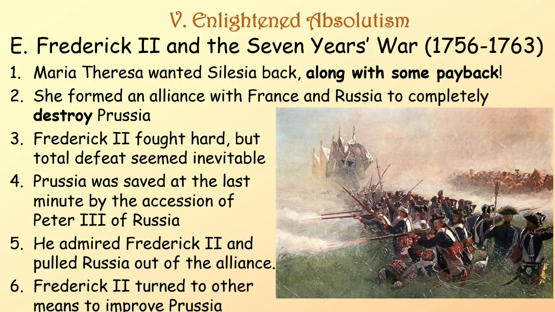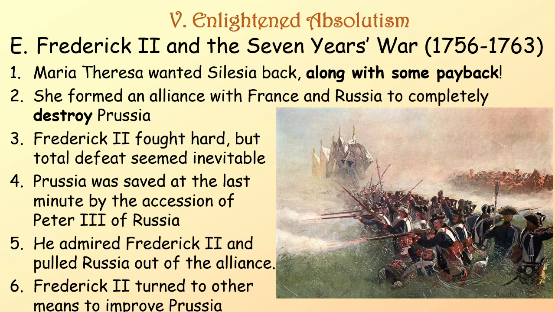So then Frederick II in the 7 Years' War, 1756 to 1763, Maria Theresa wanted Silesia back, and she also wanted some payback for the humiliation that she had felt. And she formed an alliance with France and Russia to completely destroy Prussia. Frederick II fought hard, but total defeat seemed inevitable.